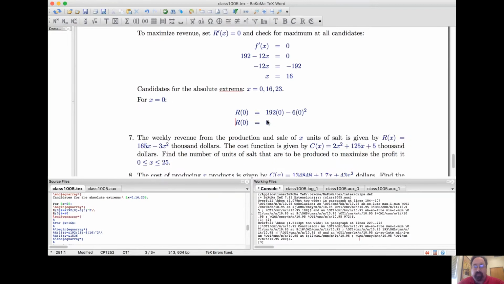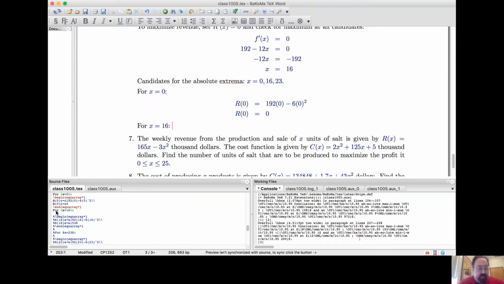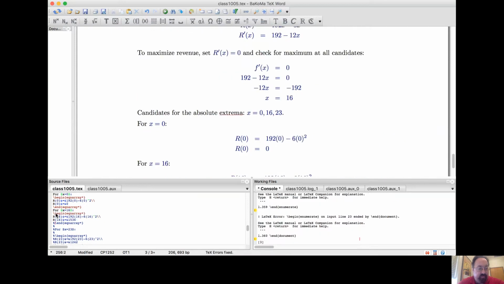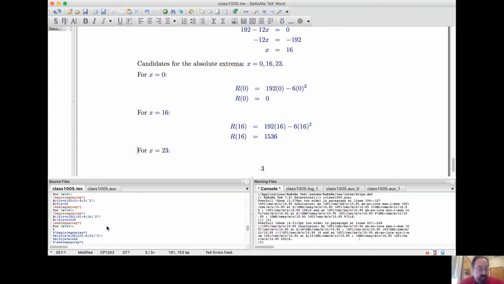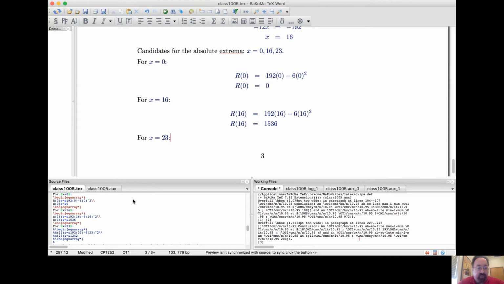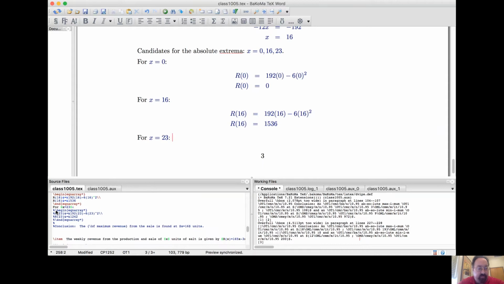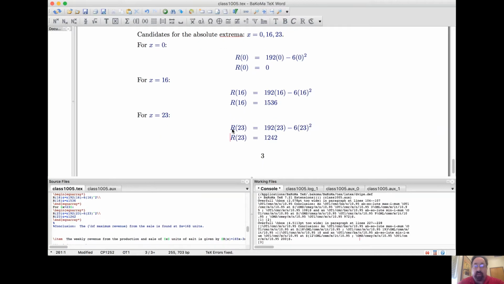And we get 0 in that case, which makes sense. If you don't produce any units, you won't get any revenue. And then x equals 16, the critical point. And we get 1536 for revenue in that case. And finally, x equals 23. And we get 1242. So that's a little bit less. So here we have the absolute minimum at 0, and then we have the absolute maximum at 1536.